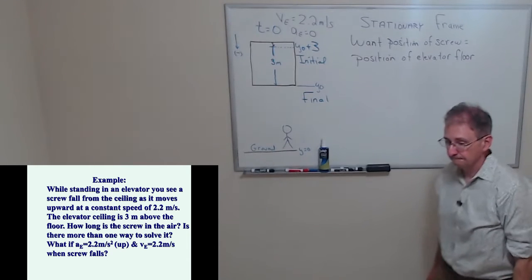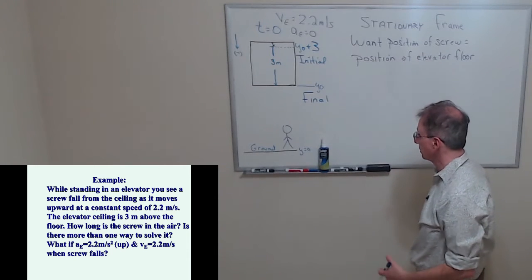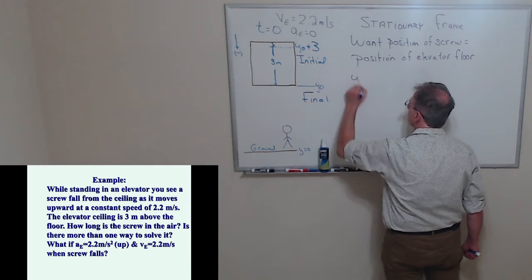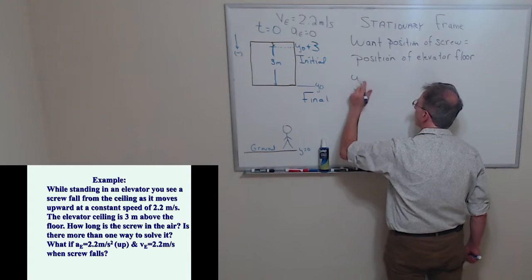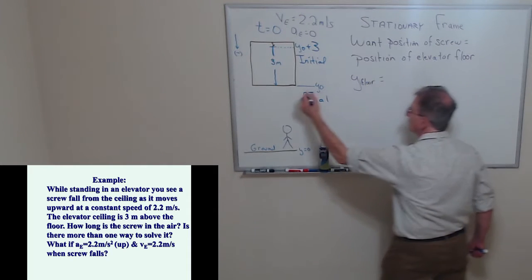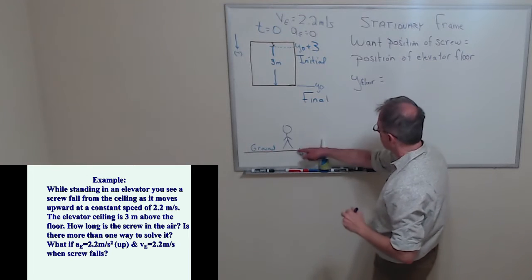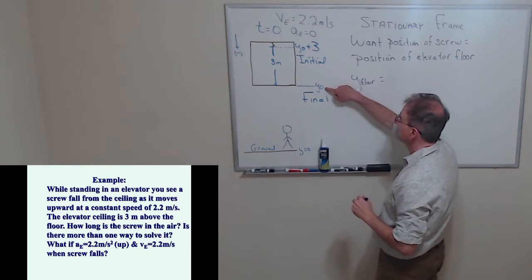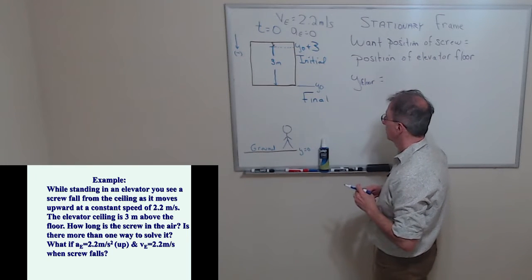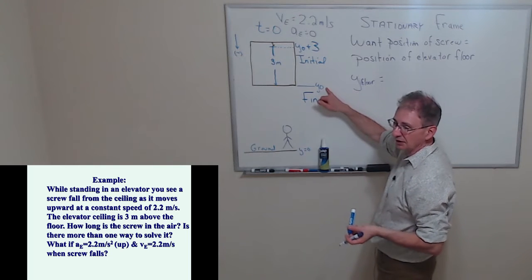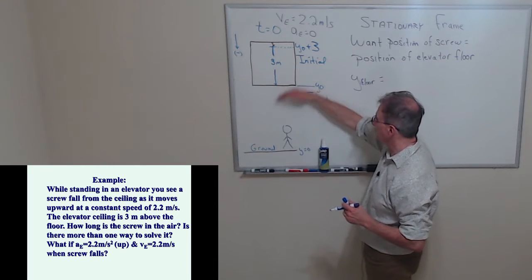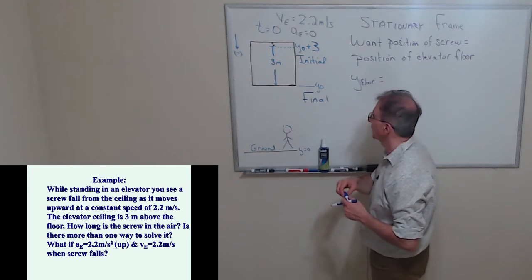Okay, so that means I have to write an equation for the position of the elevator floor. So I'm going to write y floor equals, so let's take a look. What's the elevator floor doing? Well, initially it's a distance y naught above the ground. By the way, I'm defining down as negative, up as positive. We can actually set this arbitrarily to 0, but I don't want to do that in this problem. We'll just call this y naught. So the elevator floor is y naught above the observer, or above the ground, and it's moving up.